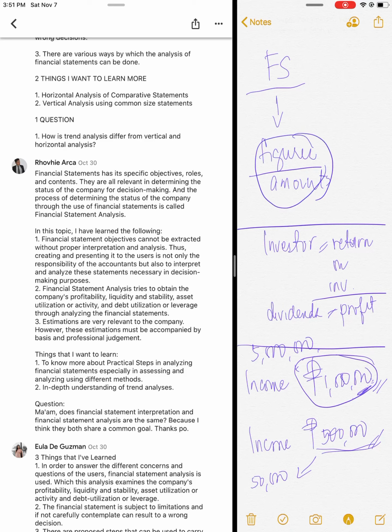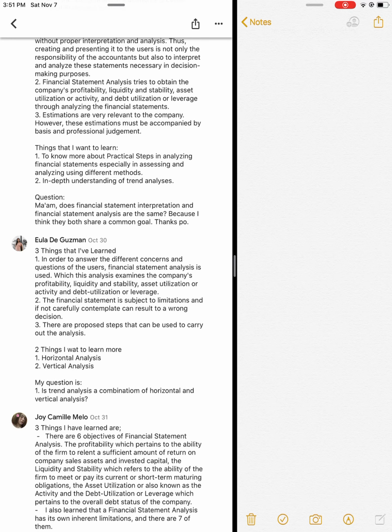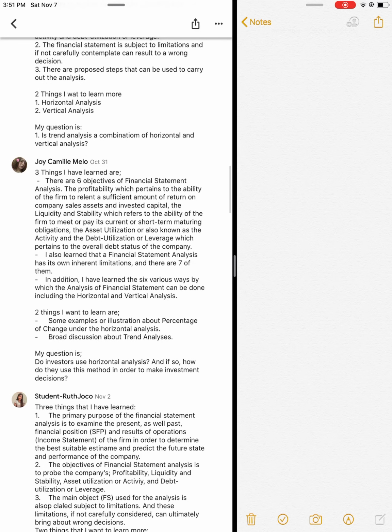Because again, financial statements, since that is purely figures and amounts, might mislead the users of financial information. Okay? Question from Yula. Is trend analysis a combination of horizontal and vertical analysis? Not literally a combination. Trend analysis is somehow a horizontal analysis considering more than 2 periods.